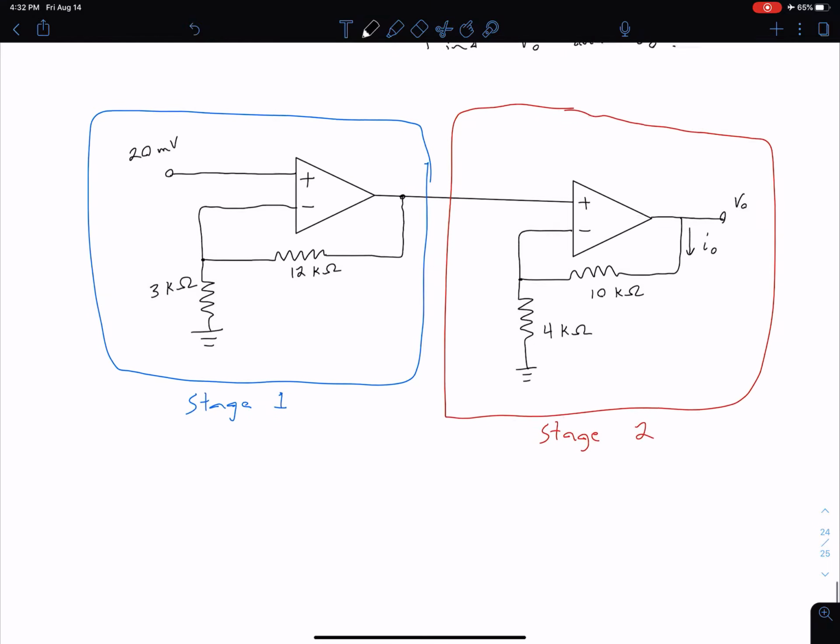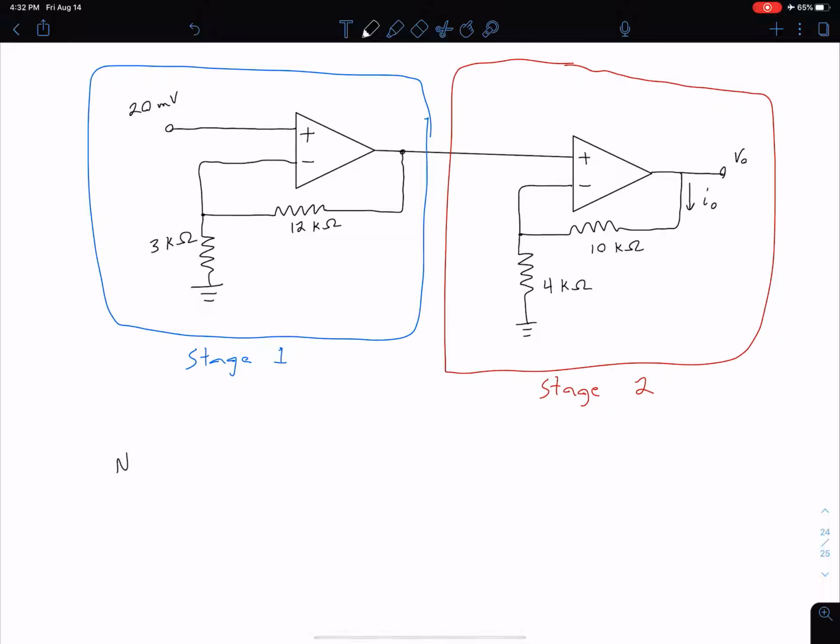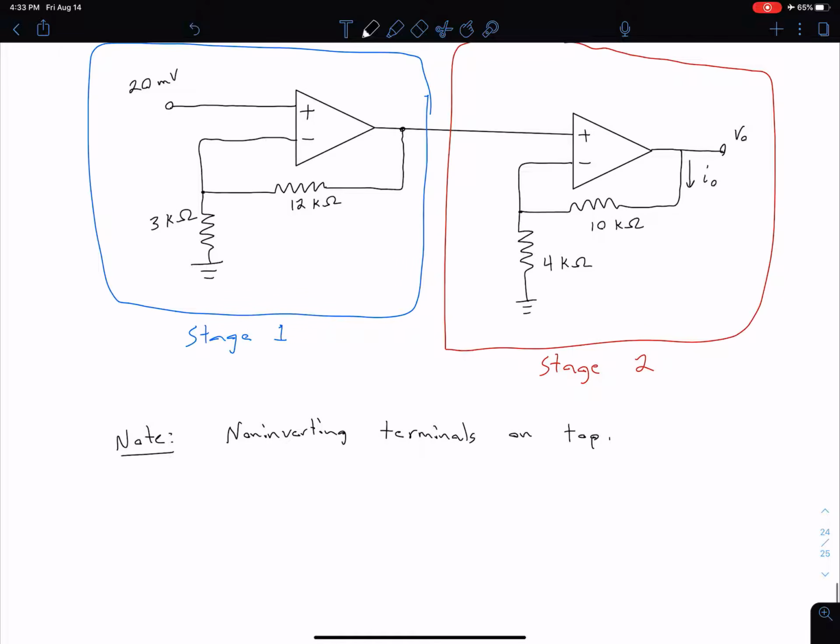One thing to note about this example is we see that our non-inverting terminals are drawn on top. And so all that means is up until this point, at least as far as I recall, all of our examples have been drawn such that we have the non-inverting terminal on the bottom and our inverting terminal on the top. So of course the result of that is that our configurations are going to look a little bit different because they've been flipped upside down, so to speak.